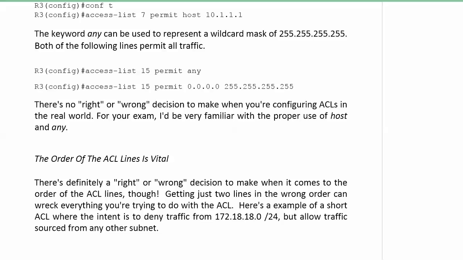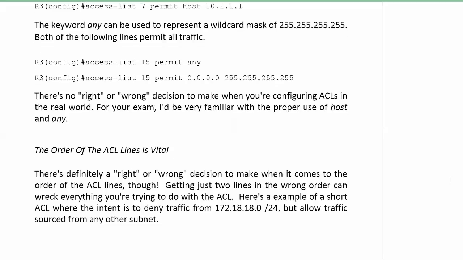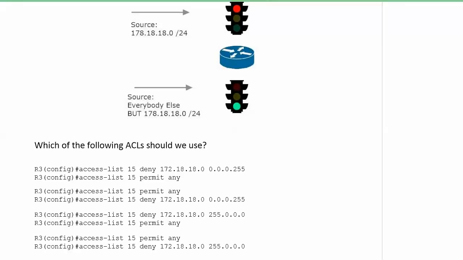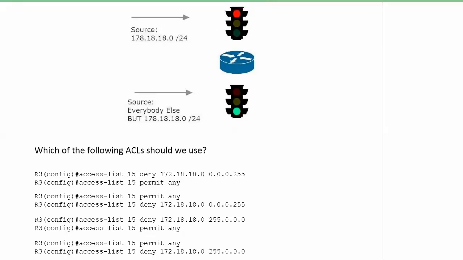Because here's an example of a very short ACL where the intent is to deny traffic sourced from 172.18.18.0/24, but to allow traffic sourced from any other subnet. So there's the deal. To make this happen, which of these four ACLs should we use? And they're each just two lines long.